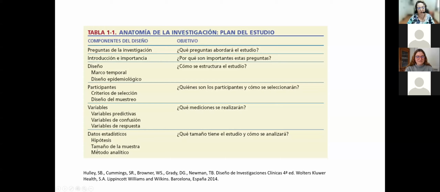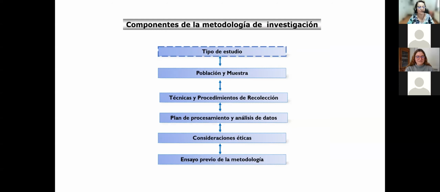And also the statistical aspect: the hypothesis, the size of the sample, how many people I will invite to the study, how I will select them, and how I will analyze the results. This we will talk about next week. But with this example of the anatomy of research, which means planning a study, these are the answers that we have to provide in our proposed research proposal.